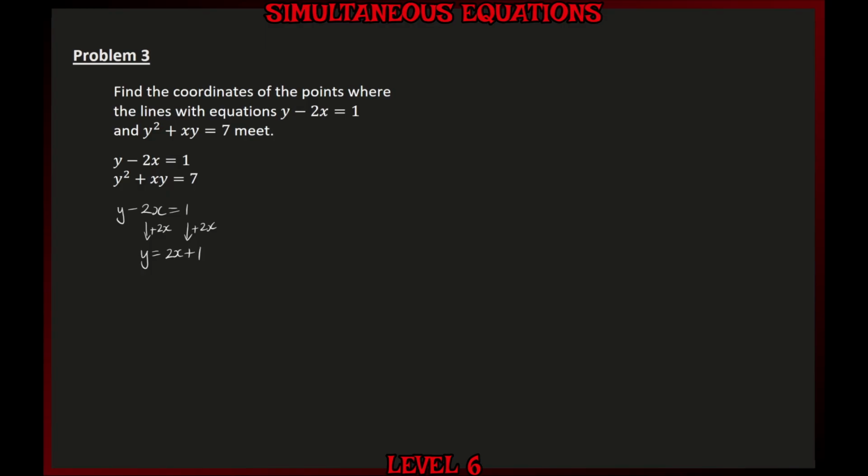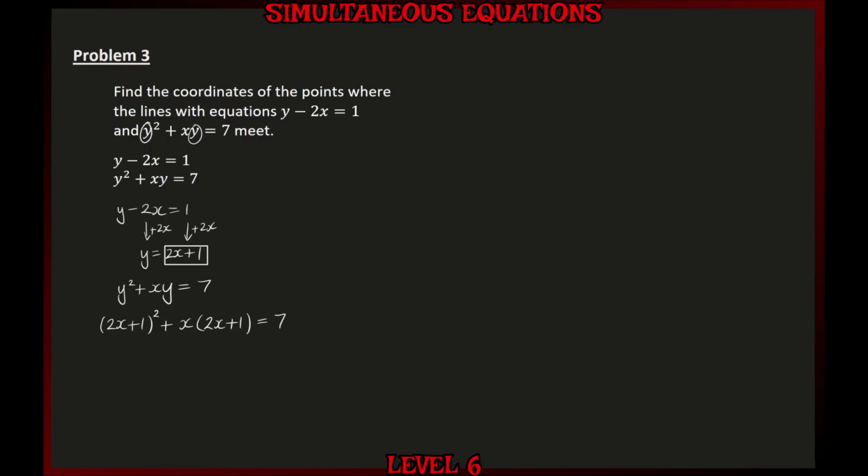And now we have y as a subject, we know that we can take 2x plus 1 and substitute it in place of y in the non-linear equation. So the equation y squared plus xy is equal to 7 becomes, in brackets, 2x plus 1, because we're substituting y for 2x plus 1, squared, plus x multiplied by, and again we're going to replace the y with 2x plus 1, is equal to 7. And this equation is now completely in terms of x. We can expand, simplify and solve.